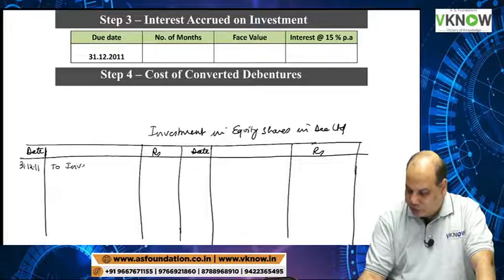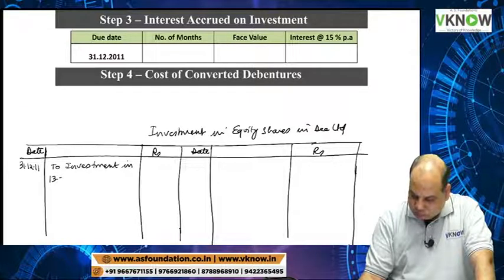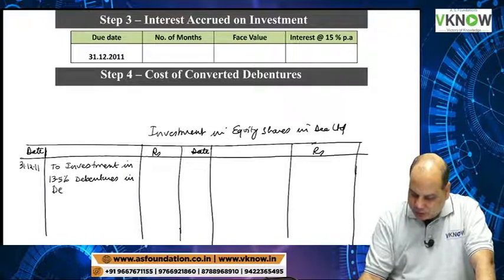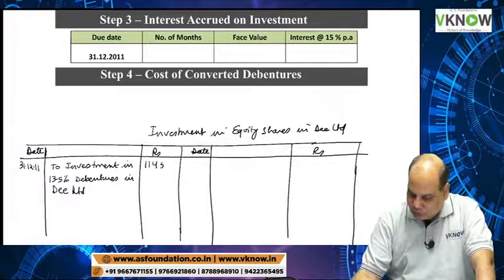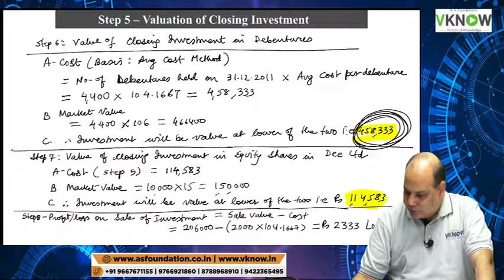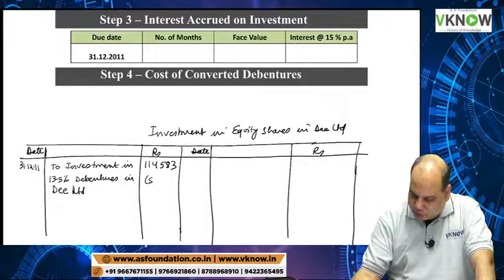To investment in 13.5% debenture in D Limited. This is the contra entry. One account is debited, one account is credited, and the amount was 114,583. Is it right? That was your step number 5.